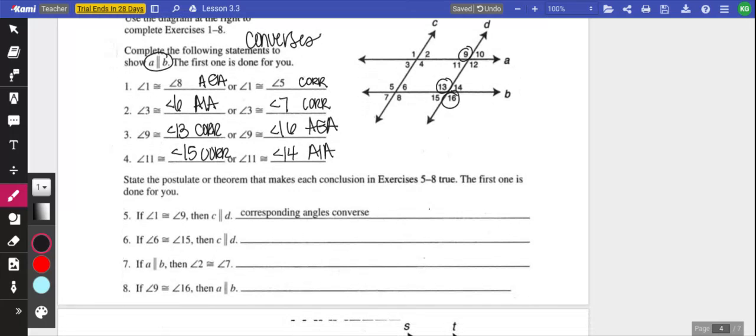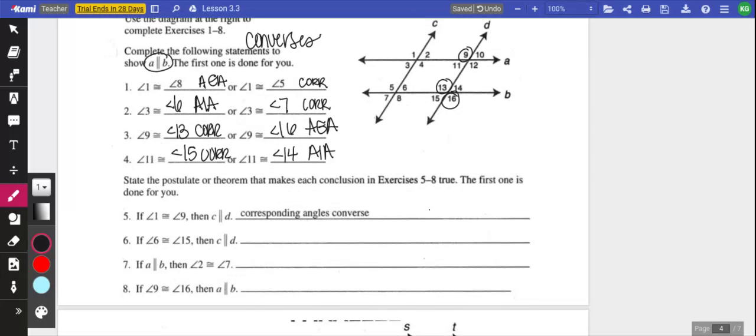State if it's a postulate or theorem or converse that makes each conclusion in 5 through 8 true. The first one is done for you. So again, if we're using angles to prove lines, then that's a converse. And if we're using lines to prove angles, that's the original theorem. This one starts with angle 6 to angle 15, so we know it's going to be a converse, and we just have to figure out which one. Looking from 6 to 15, AIA.